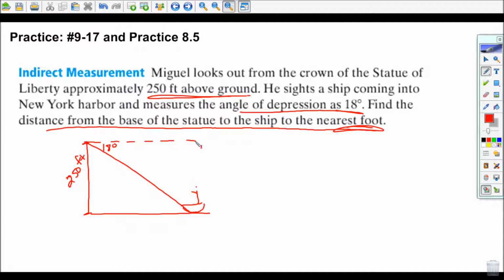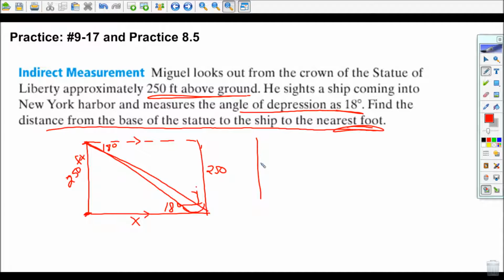So I'm trying to emphasize to you, you need a horizontal line and then going down. So you can either move over the 250 over here, or because you have two horizontal lines, those are parallel, then you know if 18 degrees is up here, because of alternate interior angles, 18 degrees is there as well. Well, which really is here. So it's asking you for the distance from the base of the statue to the boat. So I'm going to put x there.